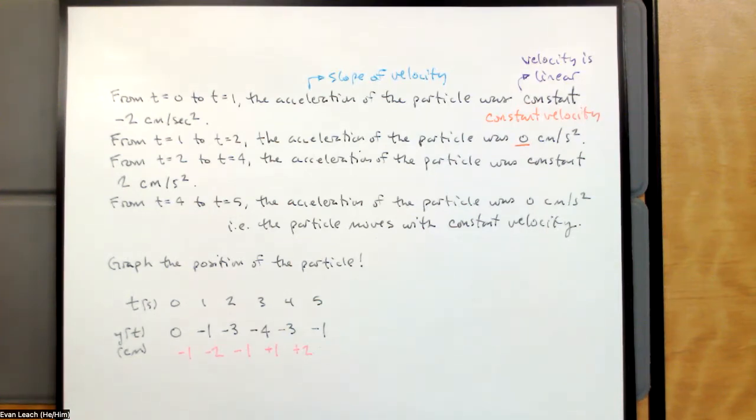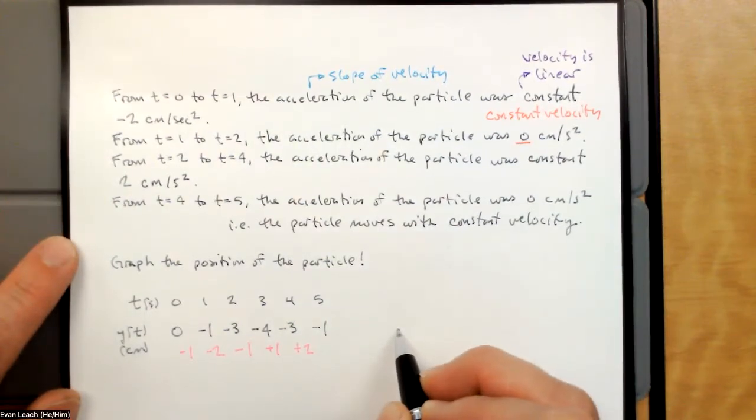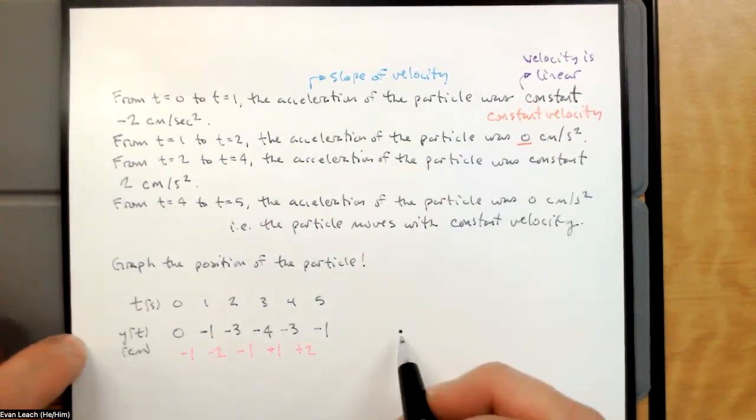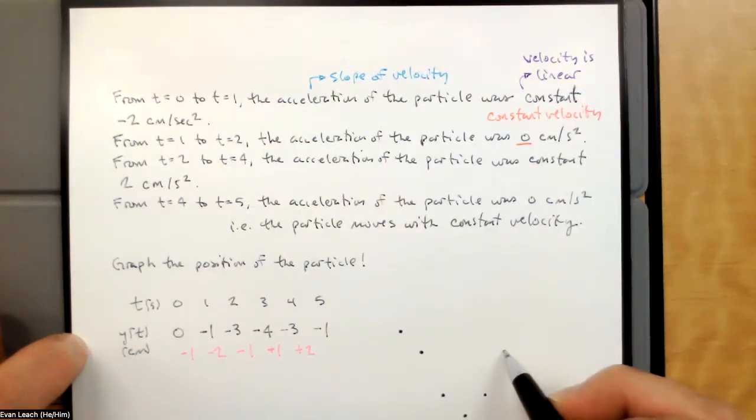So now we can graph the position of the particle. If I start off here at t equals 0 at 0, at 1 we'll go down, be down 1. At 2 we'll be down at -3. At 3 we'll be down to -4. At 4 we'll be back up to -3, and then at 5 we'll be at -1.